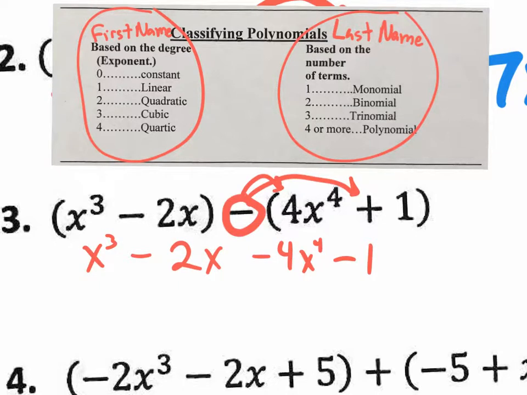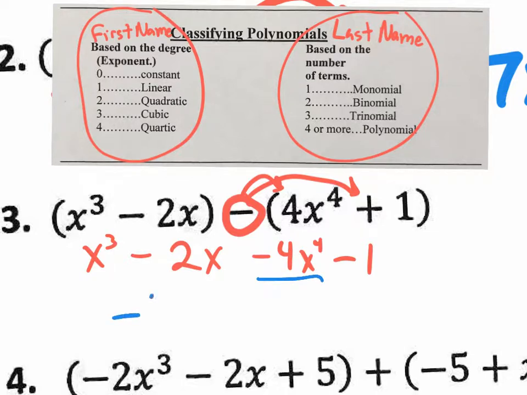Okay, so I need to combine like terms. So what terms are alike? There's an x to the 3rd, there's an x to the 4th. Nothing is alike, so I cannot combine anything. But I am going to rearrange it in order, so it'll be in standard form from highest exponent down to smallest. So here's my highest exponent term.